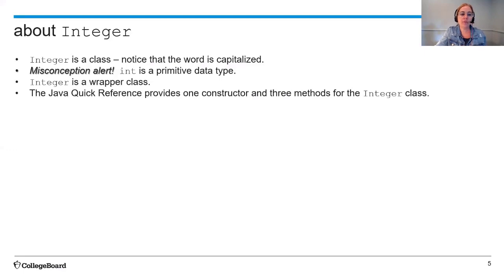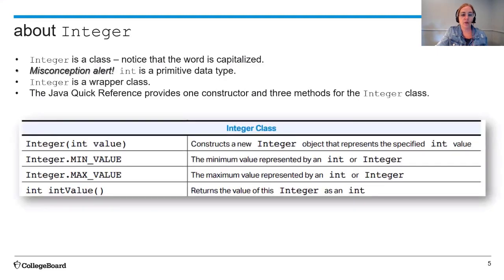The Java Quick Reference gives us one constructor and three methods to use with the Integer class. And here they are, and if you have your printed copy of the Java Quick Reference, I'd like for you to pull it out and notice what these are. Two of these have to do with particular values related to integers, and then one is the constructor and one is a return.